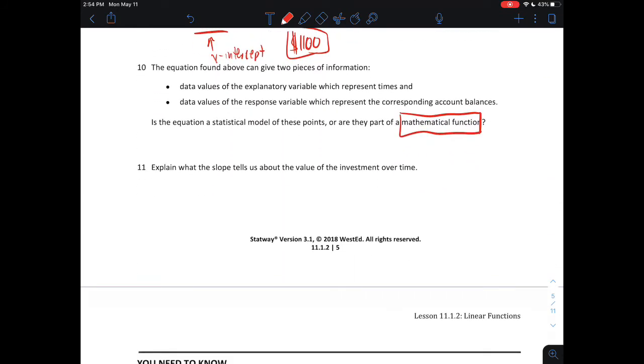The account balance, or the value, is increasing by $50 per year.